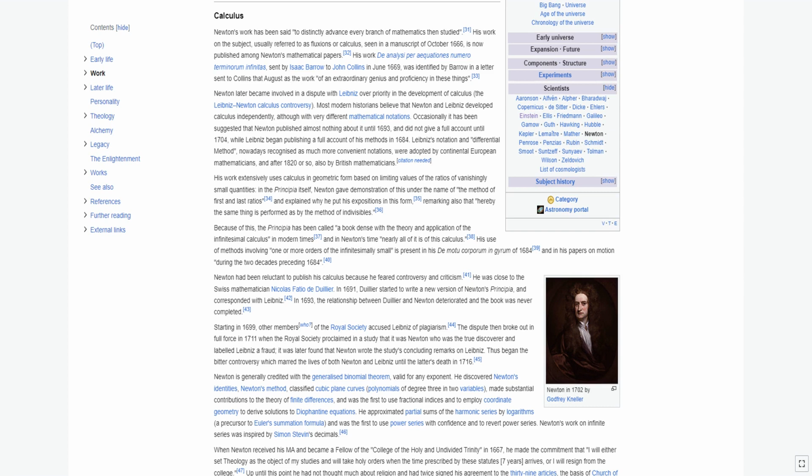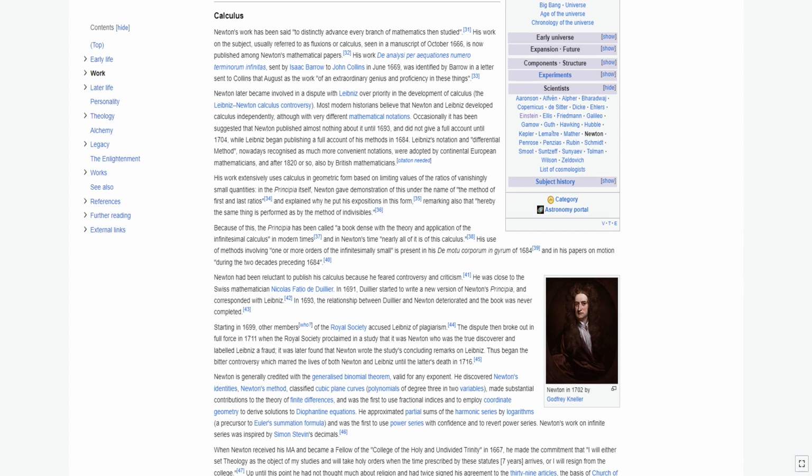in these things. Newton later became involved in a dispute with Leibniz over priority in the development of calculus, the Leibniz-Newton calculus controversy. Most modern historians believe that Newton and Leibniz developed calculus independently, although with very different mathematical notations. Occasionally it has been suggested that Newton published almost nothing about it until 1693, and did not give a full account until 1704, while Leibniz began publishing a full account of his methods in 1684.